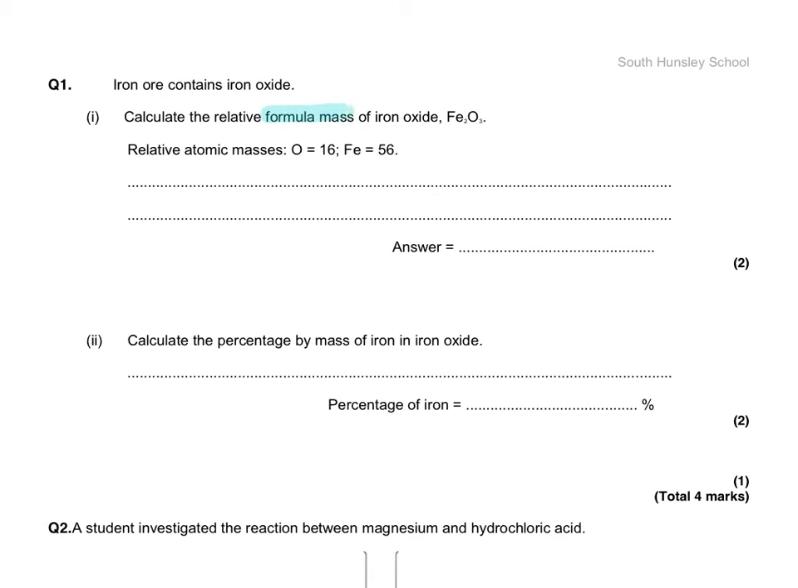Formula mass means adding together all the atomic masses. Fe2 means 2 Fe's, 2 ions, and O3 means 3 oxygens. So 2 times the iron, 2 times 56, added to 3 times the oxygen, 16, should give you 160.